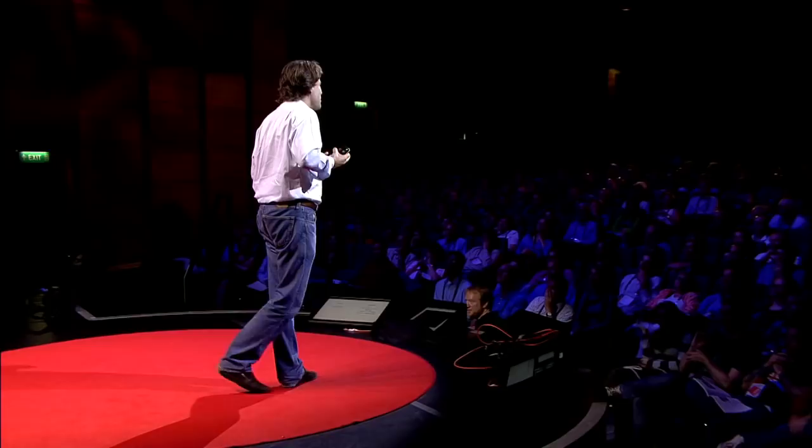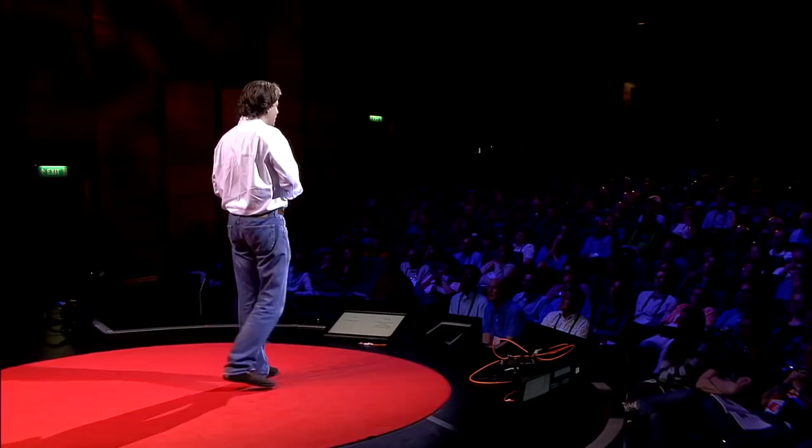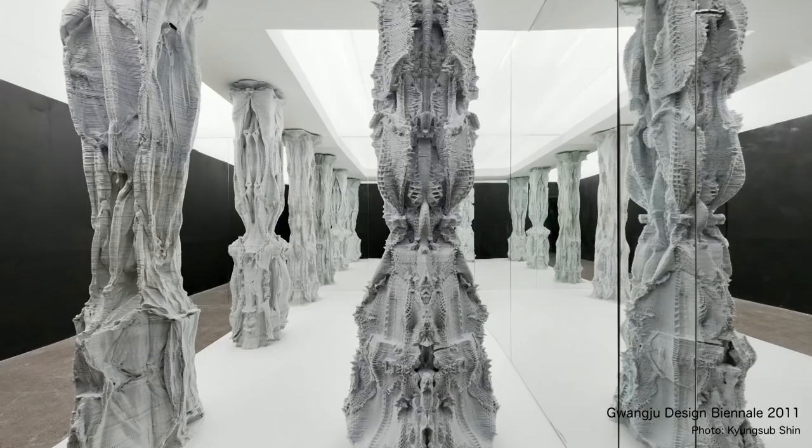There's a huge disconnect at the moment still between the virtual and the physical. It took me several months to design the column, but ultimately it takes the computer but 30 seconds to calculate all of the 16 million faces. The physical model, on the other hand, is 2,700 layers, 1 millimeter thick. It weighs 700 kilos. It's made of sheet that can cover this entire auditorium. And the cutting path that the laser followed goes from here to the airport and back again.